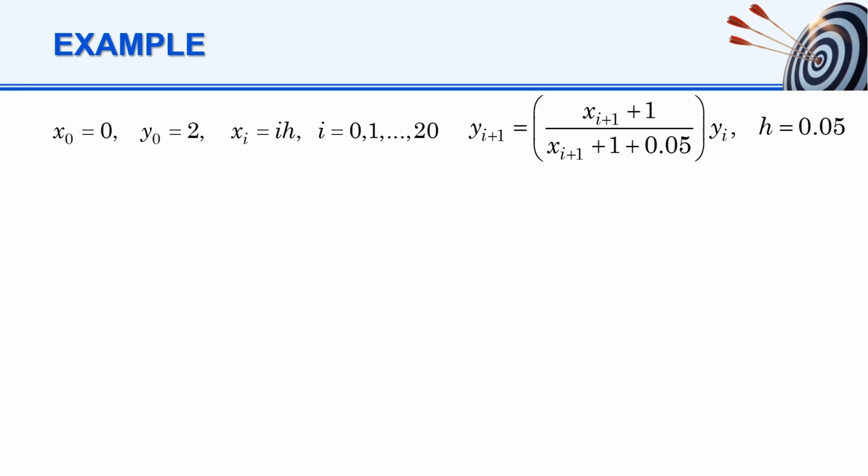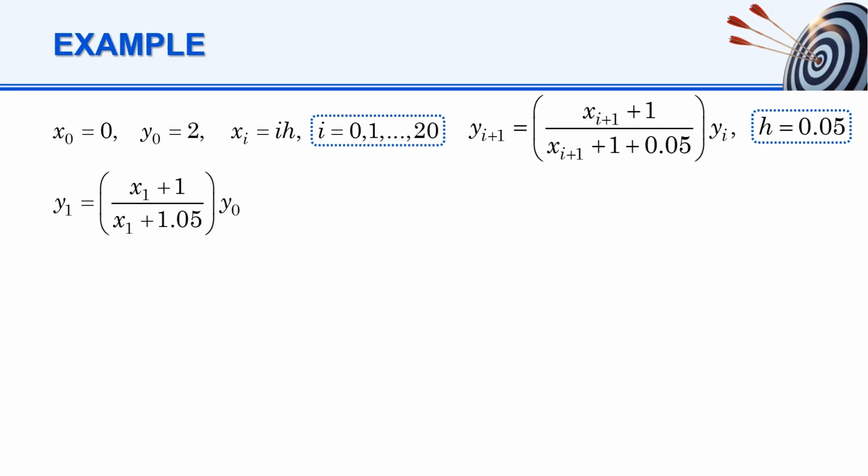For h equals 0.05, the abscissas run from i equals 0 to 20. That is, the procedure requires twice the computation steps for the same 0 to 1 range. And the numerical estimate for the current step is obtained using the recursive expression, which is modified due to the step size.